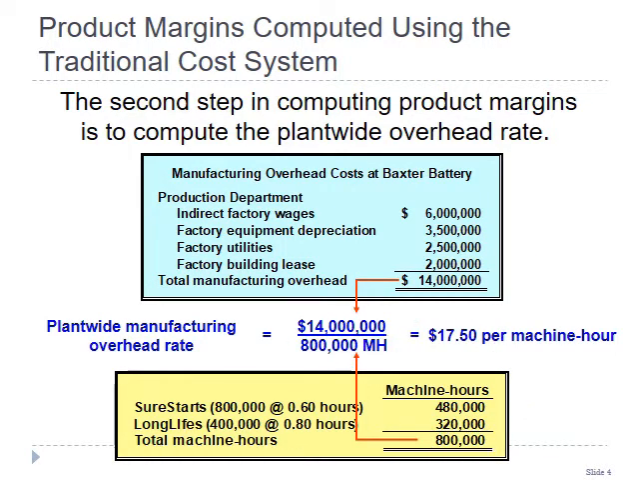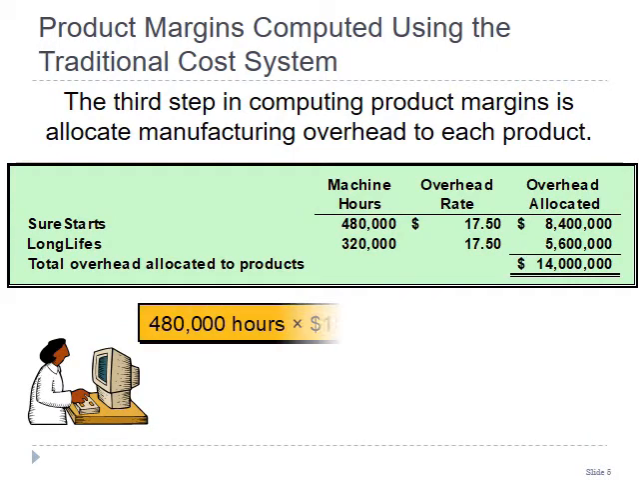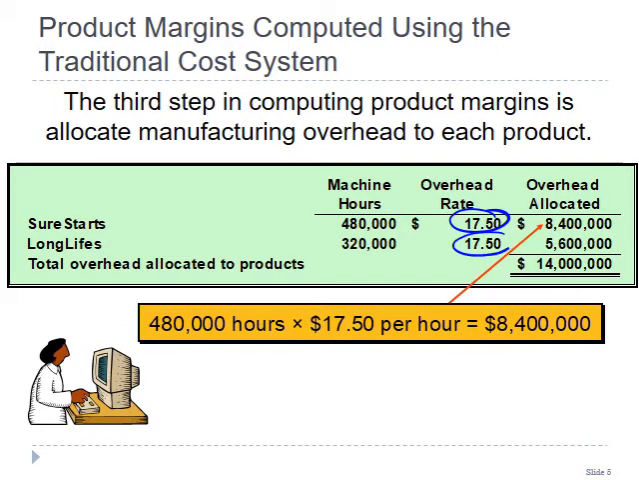So let's talk about that. You multiply with one simple rate for both of these products. So 480,000 machine hours are used for Short Start. The answer is 8.4 million, right? Similarly, 5.6 million came from 320,000 multiplied by 17.5. This is how you divide our total manufacturing overhead of 14 million onto the two products, right?